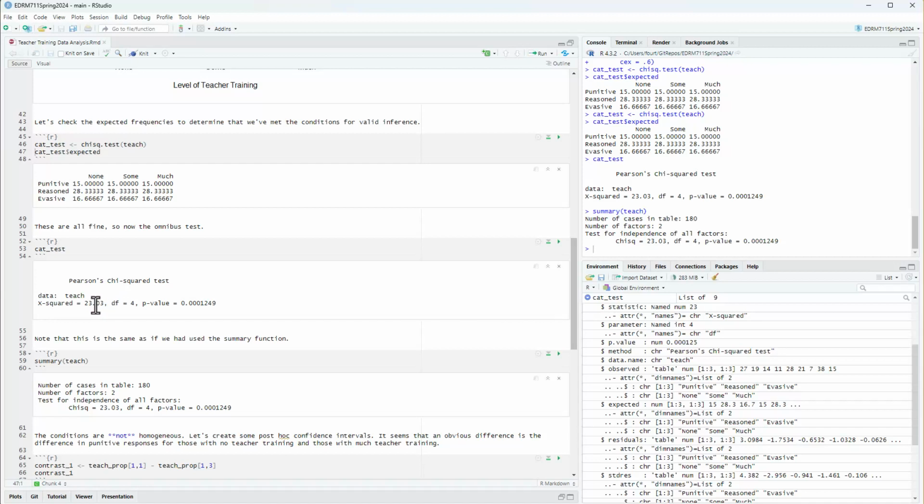When I now look at 23.03 on a chi-square with 4 degrees of freedom, I see it's way out there in the tail. Thus, I'm going to reject the omnibus null hypothesis. That's my decision to reject the omnibus null hypothesis and conclude there are differences in these various conditions.